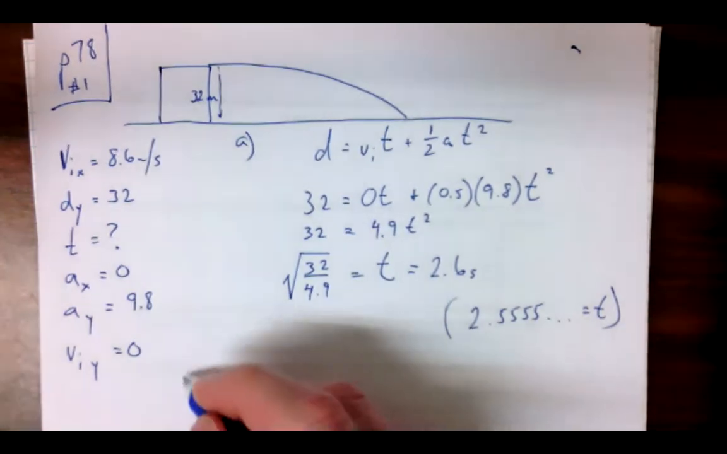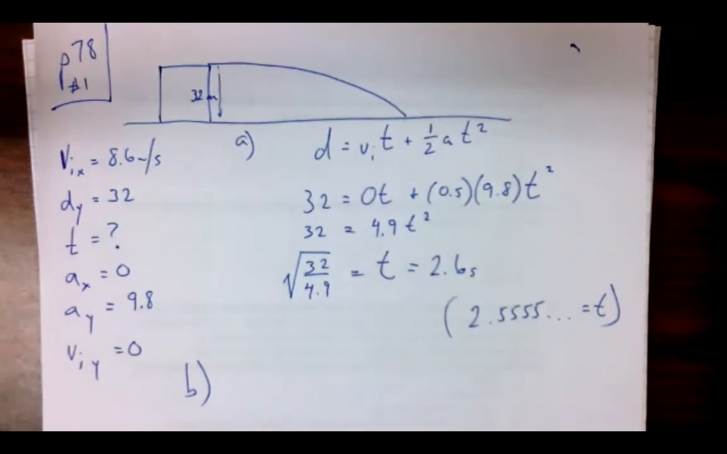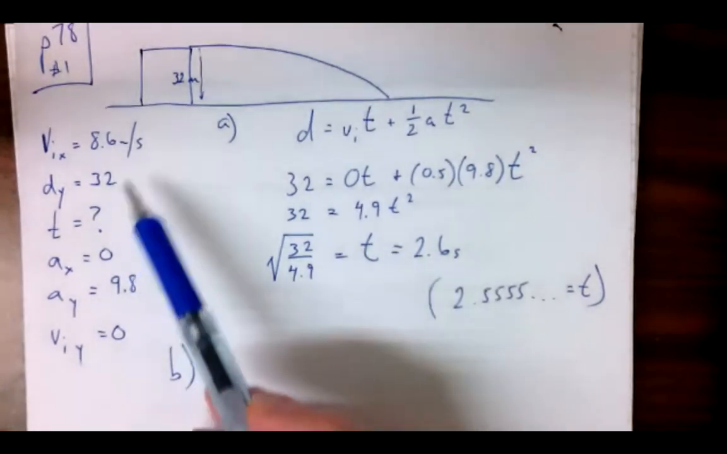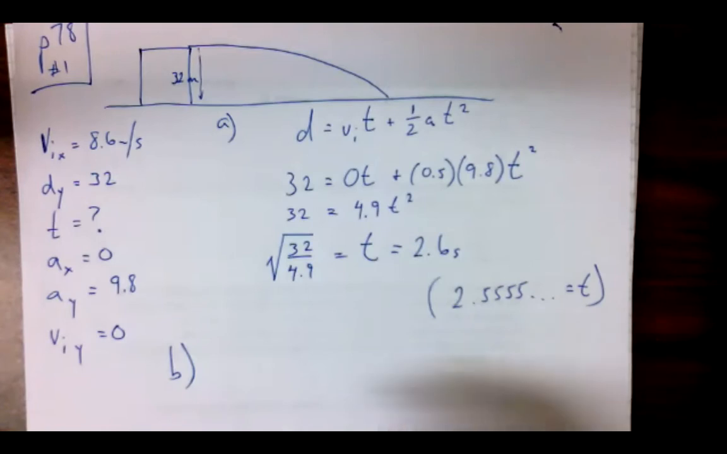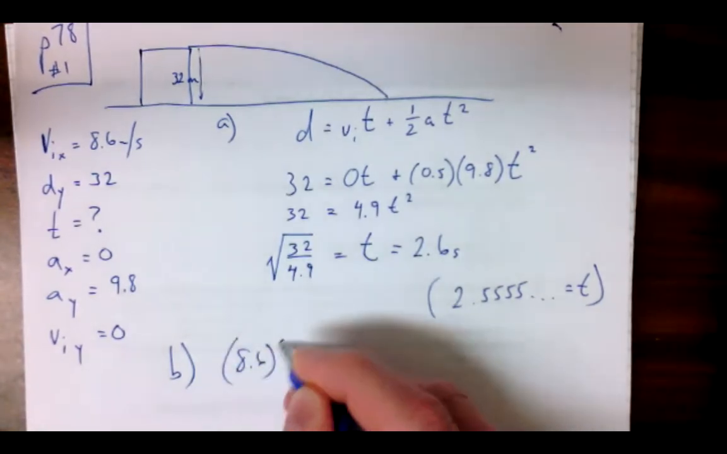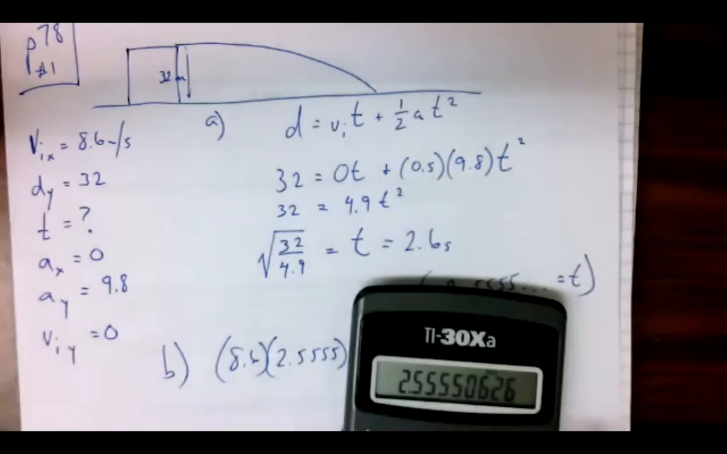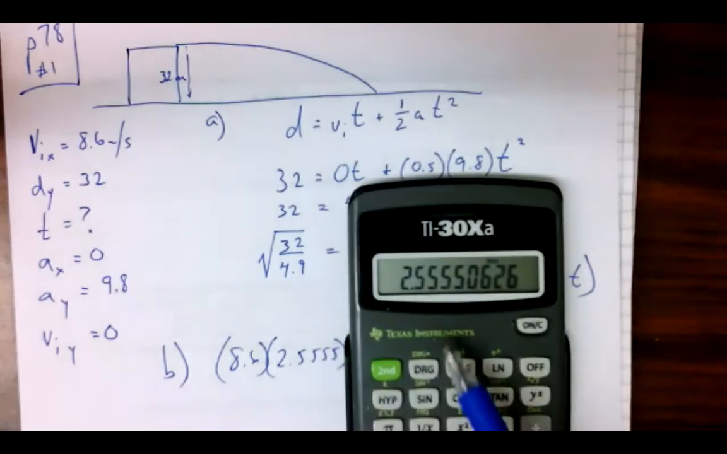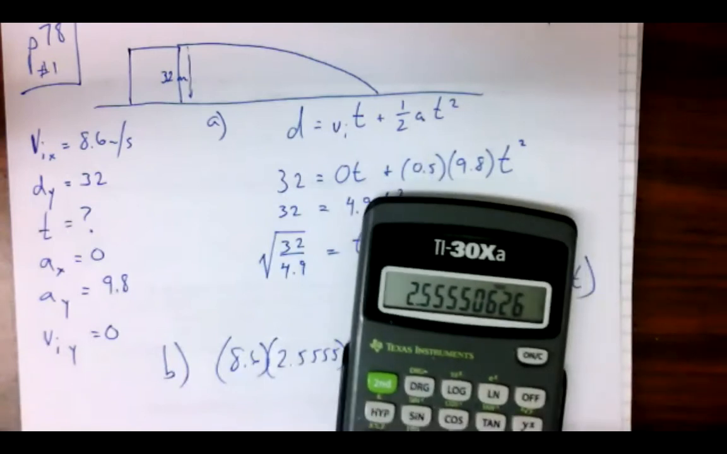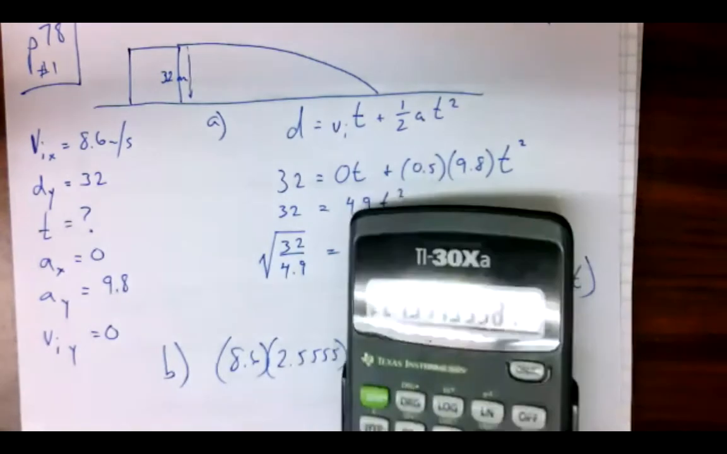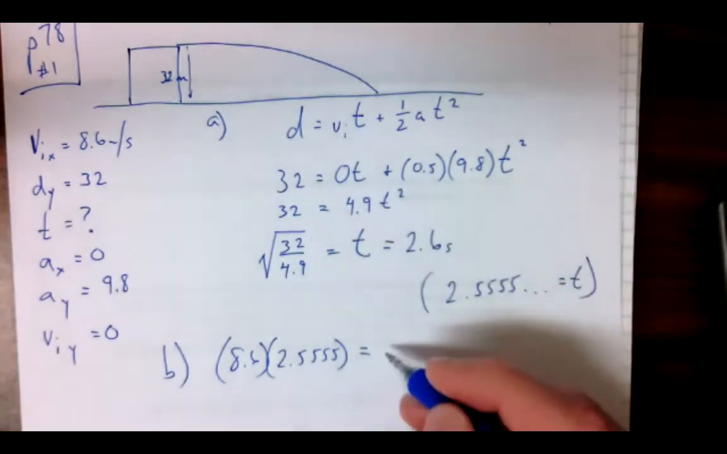So for part B, it says, what is the hockey puck's range? In other words, how far does it go? Well, it's going 8.6 meters per second for 2 point blah, blah, blah seconds. So all we need to do is 8.6 times 2.555. What I often do is just leave this number in my calculator. This is what I had for time, so I'm just going to multiply that by 8.6. So this times 8.6 is 22 meters.